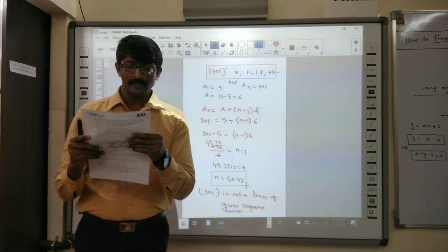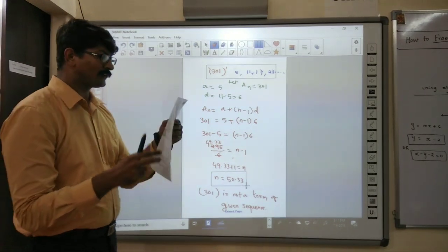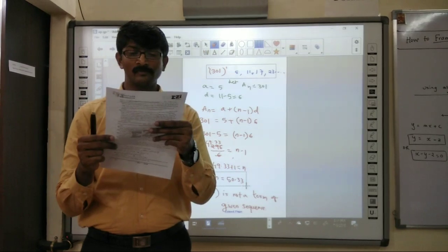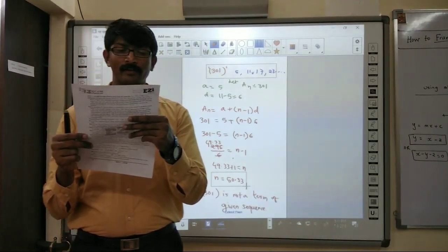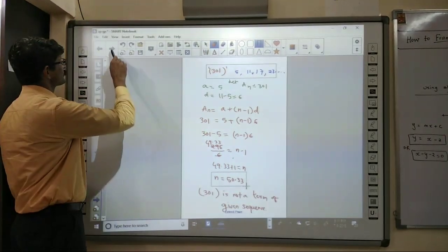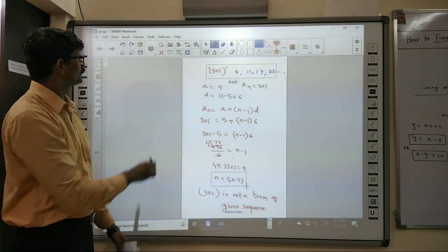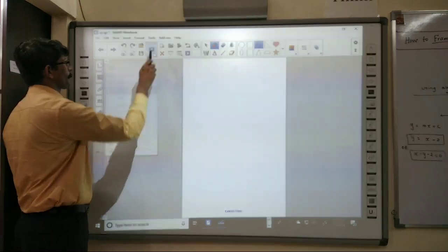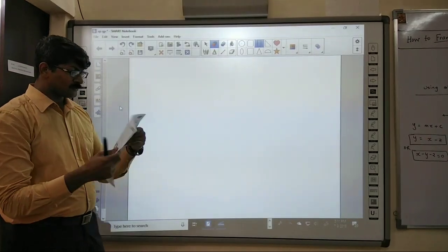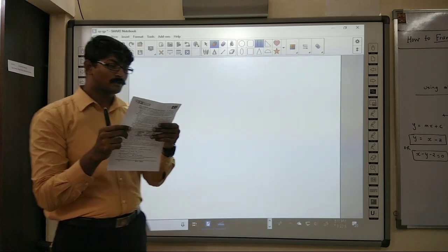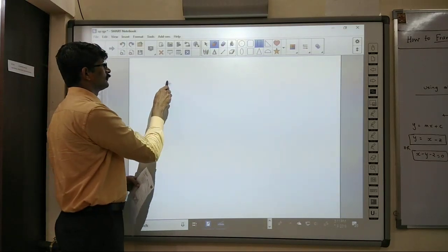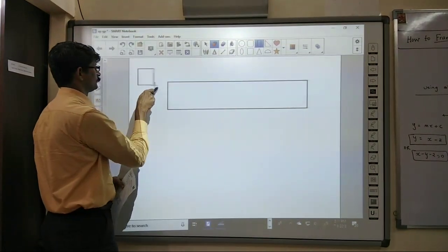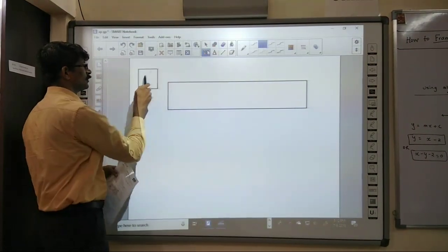So the next question is: find the 17th term of AP. The 17th term of an AP exceeds the 10th term by 7. Find the common difference. The next question is very interesting. I hope students have finished this. I'm just going to the next page. So the 17th term of AP, that is, we are on sum number 5.